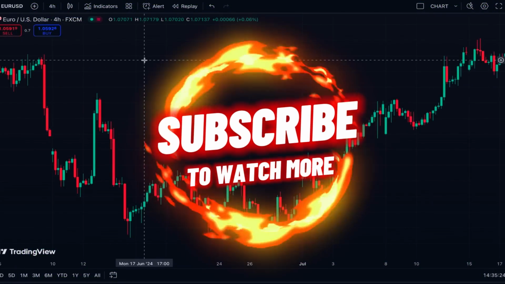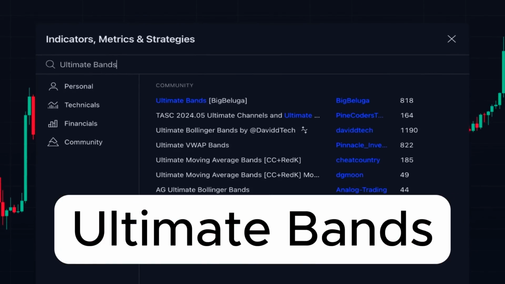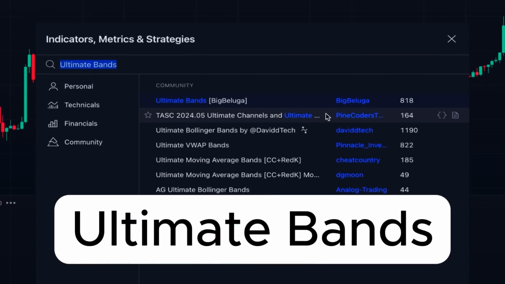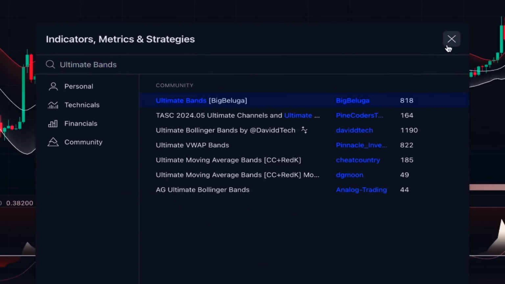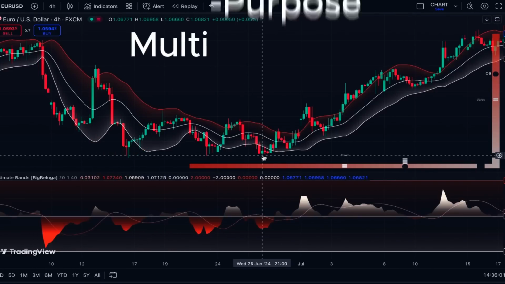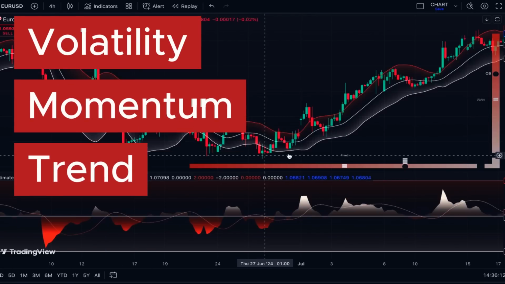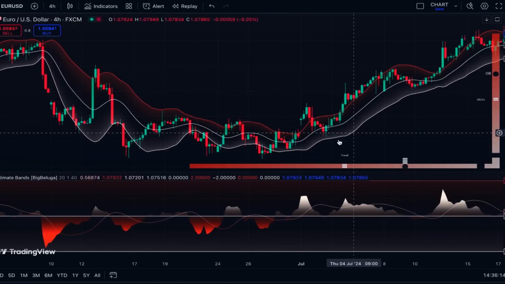To add this wonderful indicator to our chart, here we click on indicators and we search ultimate bands, this one, which is written by Big Beluga. Alright, this is the indicator, and as you can see, it has different components. This is a multi-purpose indicator that can help you with volatility, momentum, and trend. As you can see on the chart, we have bands or a channel that is overlaid on the price chart.